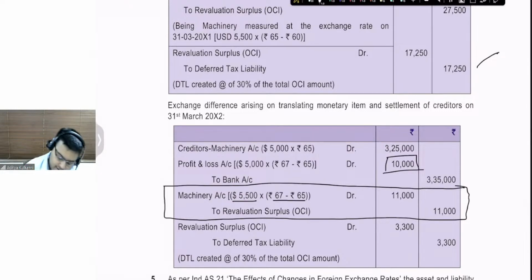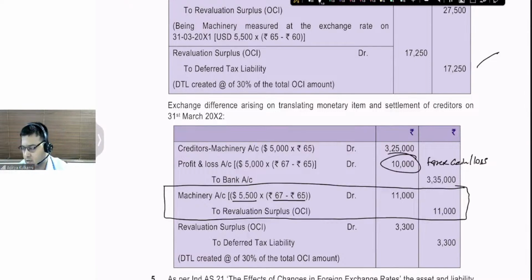So we call this a Forex gain or loss. The bank is not paying into the P&L. This is the extra amount which you have recognized as a loss. You had a liability of 325. You are settling it by paying 335. So this is a balancing figure, which is a loss of 10,000.